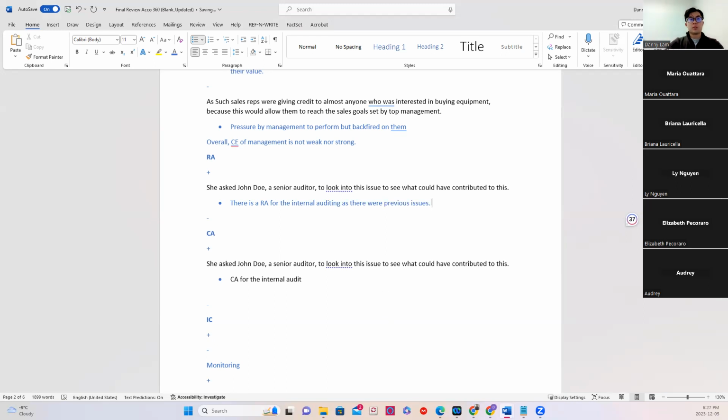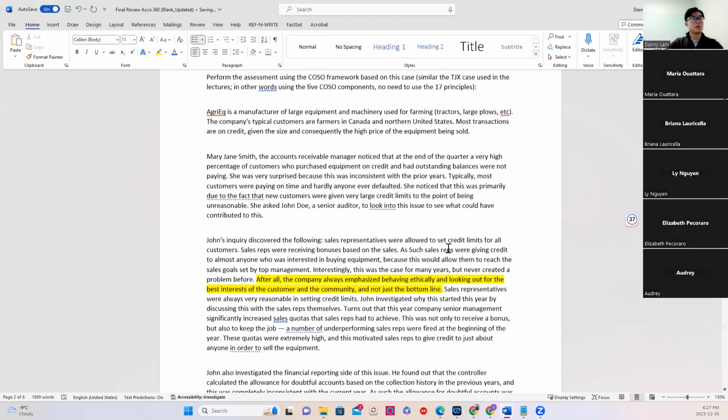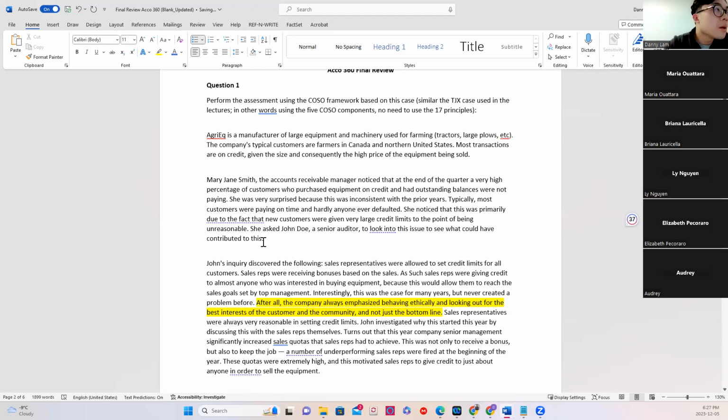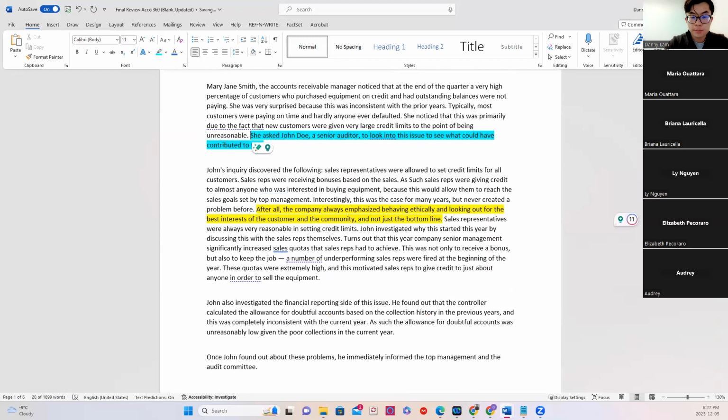Are there any positive controls that they set? Let me just highlight this actually. Okay, so what's next, guys?